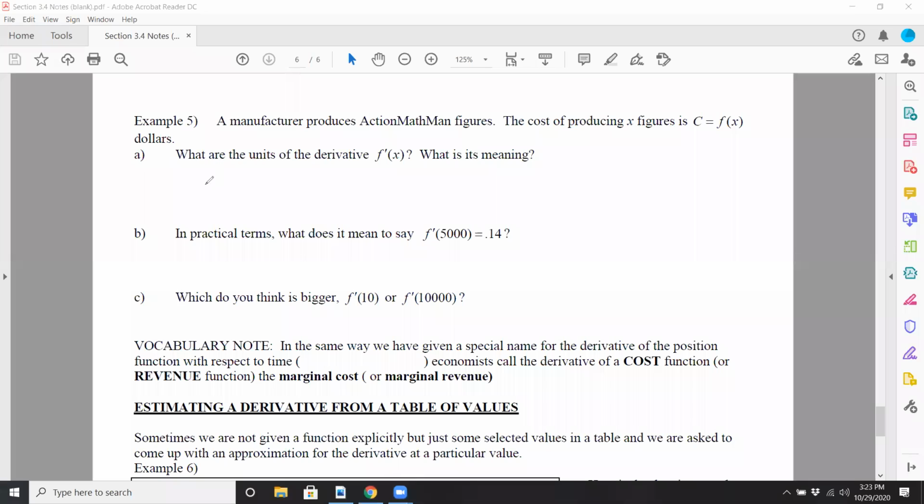Well, you're taking the derivative with respect to x, and x represents the number of figures. So it's not time, mind you. So you're taking the derivative of f(x), so it's going to be f'(x). But what's going to happen here, it's going to be dollars per figure. Those will be your units.